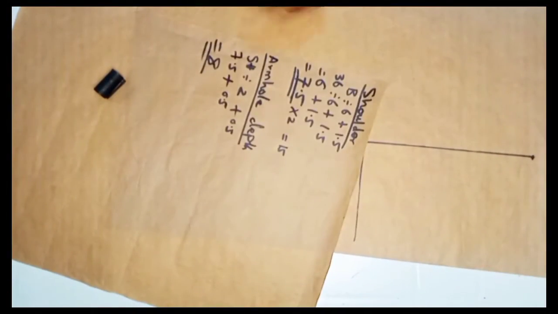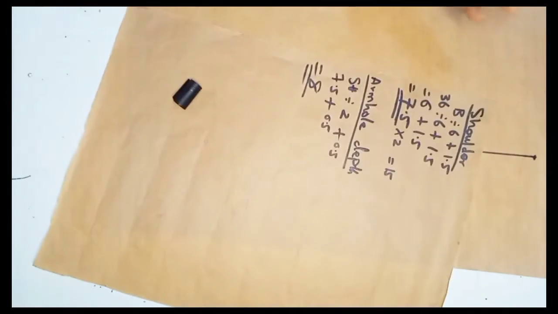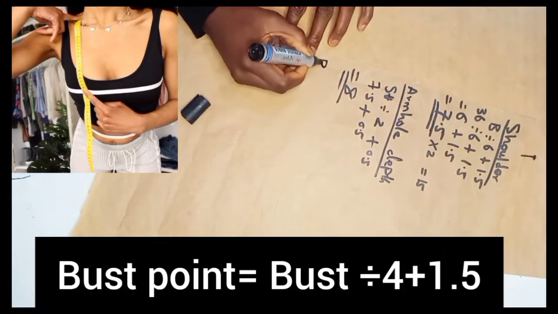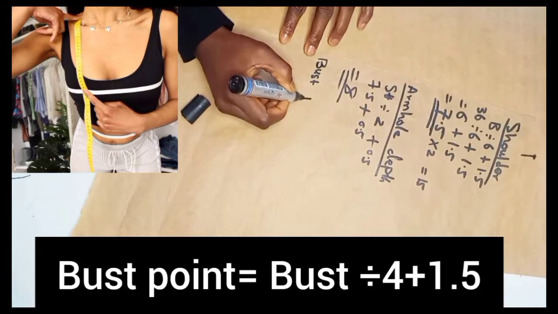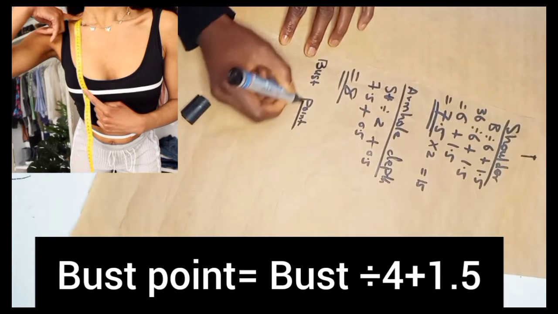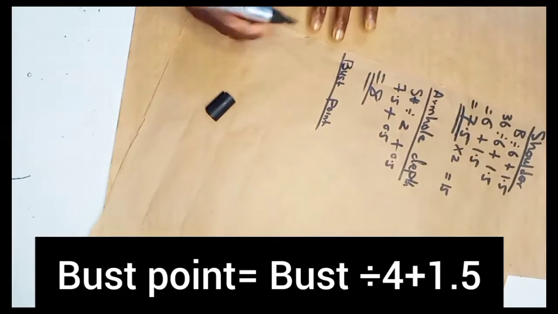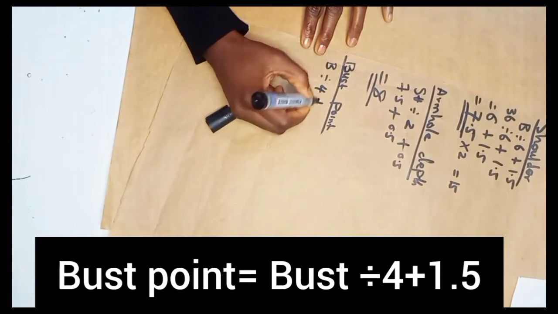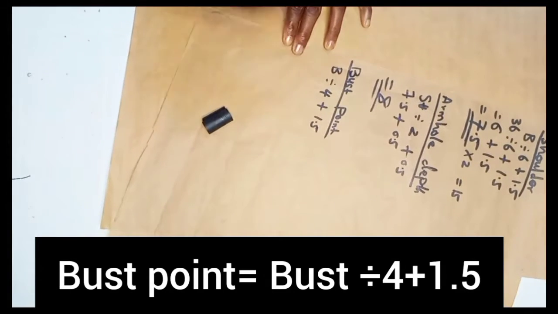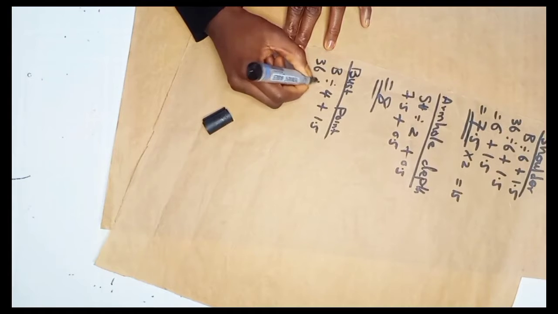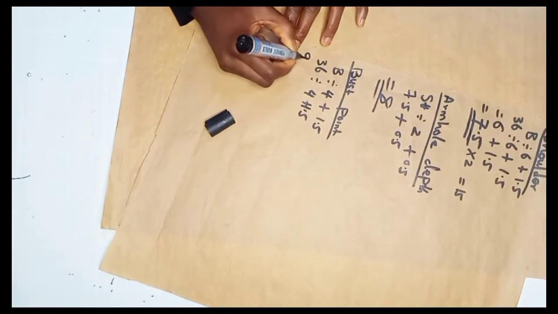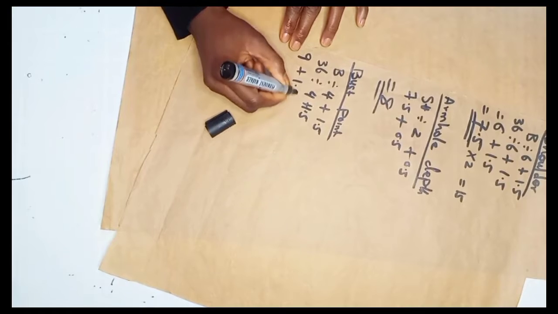Next, we're going to move over to the next measurement, which is how to calculate the bust point. The bust point is the distance from the shoulder to the highest level of the bust. To calculate the bust point, the formula to use is the bust divided by 4 plus 1.5 inch. The bust I'm working with is 36 divided by 4 plus 1.5 inch, which is 9 plus 1.5 inch, which gives me 10.5 inch.